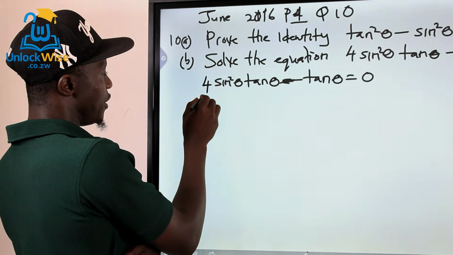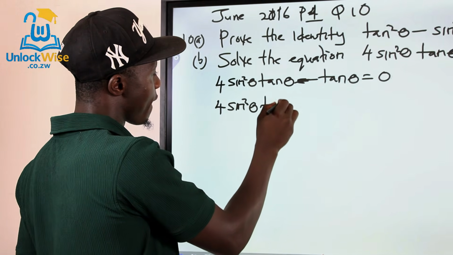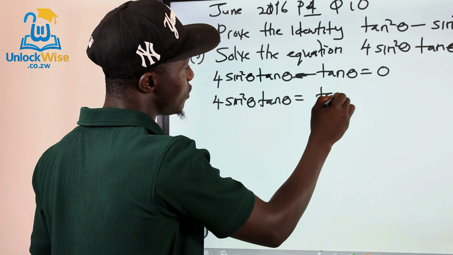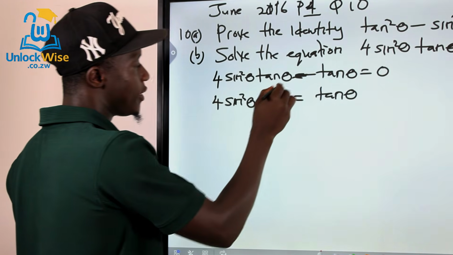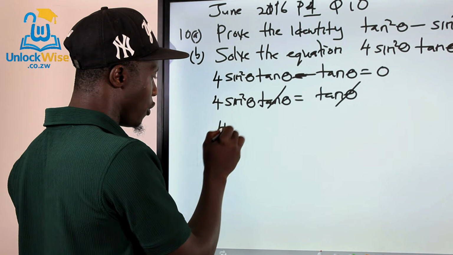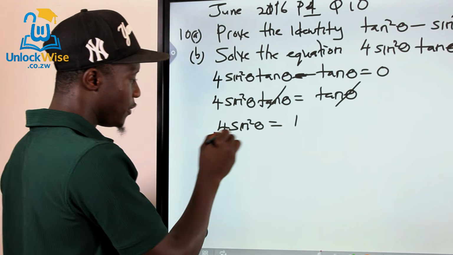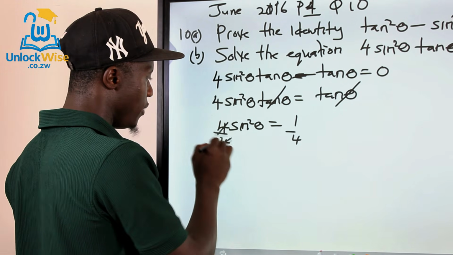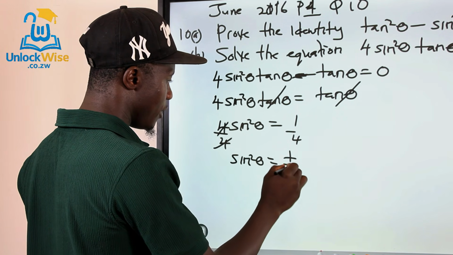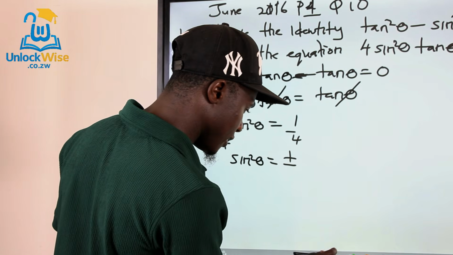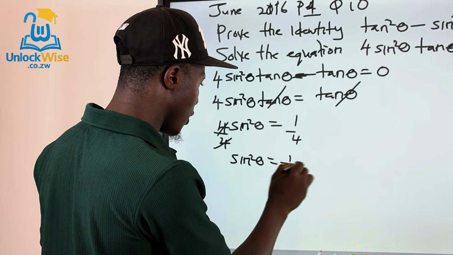So it becomes 4 sine squared theta tan theta is equal to tan theta. Since there is tan theta on both sides, we simply divide by tan theta. So I'll be left with 4 sine squared theta is equal to 1. Then I divide by 4, and I'll be left with sine squared theta is equal to 1 over 4.